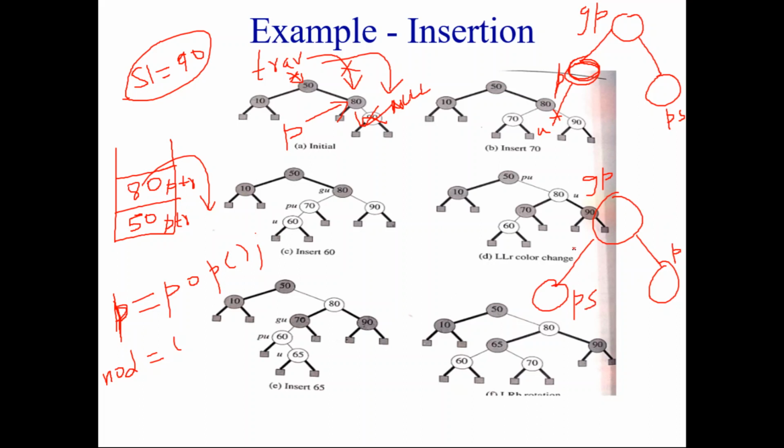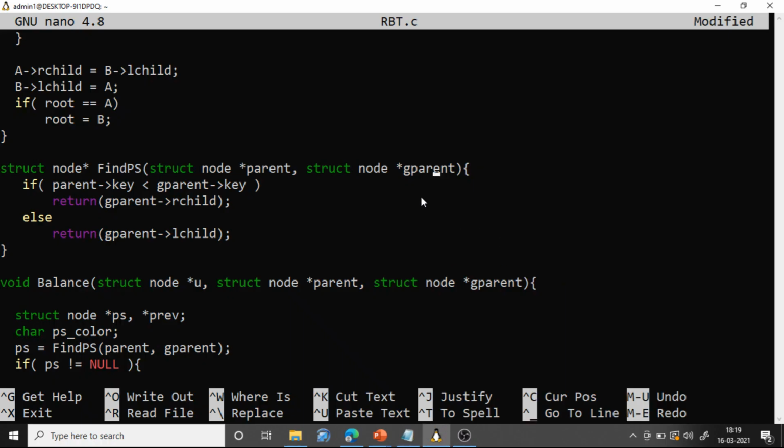So to the function find PS, we are passing parent and grandparent. You have to check whether the parent is the left child of the grandparent or the right child of the grandparent. If the parent is the left child of the grandparent, then the sibling will be the right child of the grandparent. If the parent is the right child of the grandparent, then the sibling will be the left child of the grandparent. It's as simple as that. That logic is what we are writing here. We are taking two parameters, parent and grandparent, and with that we have to identify the sibling.